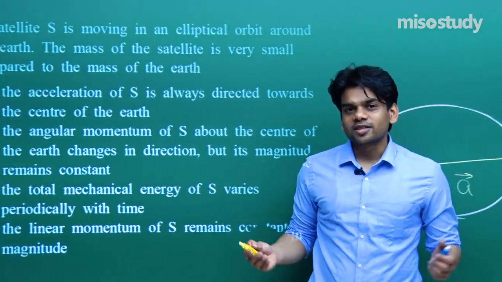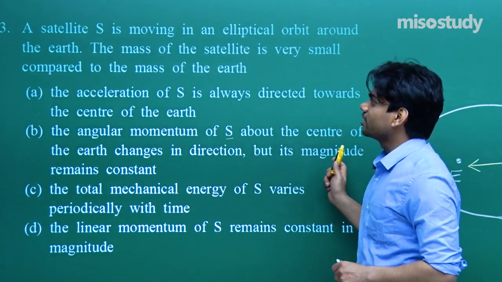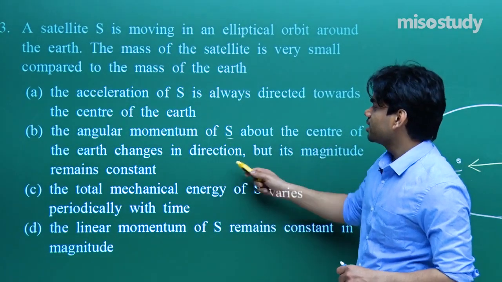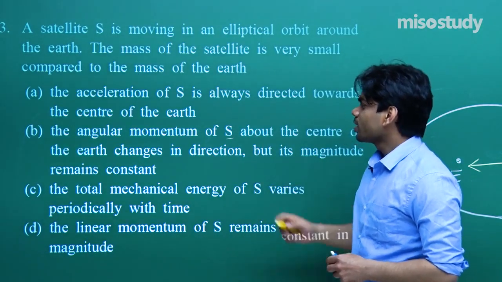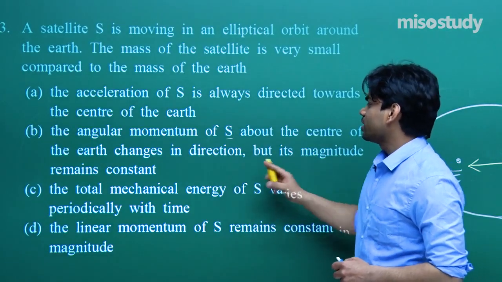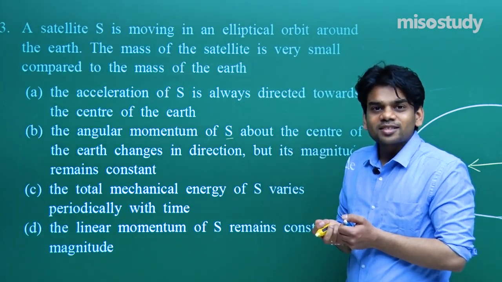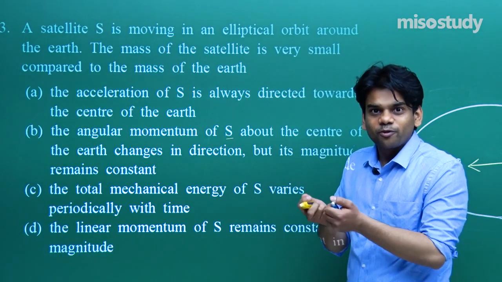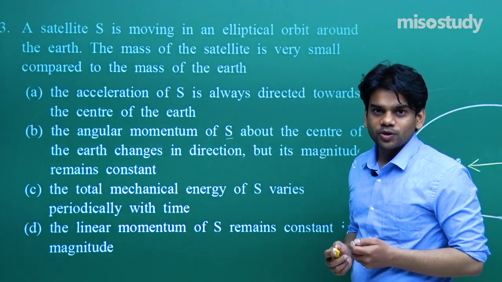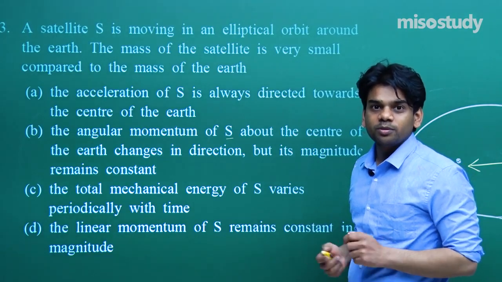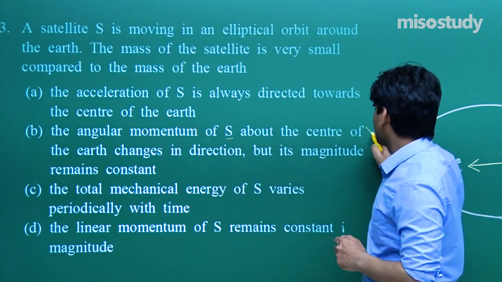Next thing, because only centripetal acceleration will be acting. Next thing, the angular momentum of S about the center of Earth changes in direction, but its magnitude remains constant. Already we got the right answer, but I will be talking about all the options. The angular momentum changes in direction but its magnitude remains constant, because the only force acting is the centripetal force towards the center of Earth. The torque developed due to this force will be 0 about the Earth. Hence, torque is 0, so no change in angular momentum.